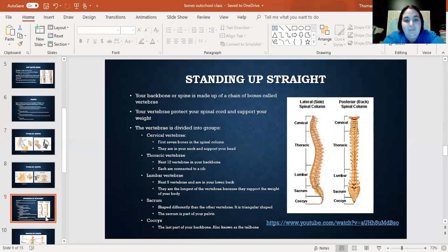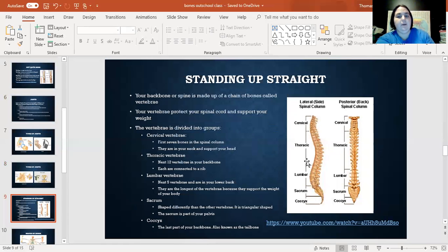You have the thoracic vertebrae, which is the next 12, which you can see right here. There's 12 of them, and they're each connected to a rib because you have 12 ribs in all. You have 6 on each side, and so they're connected to those.